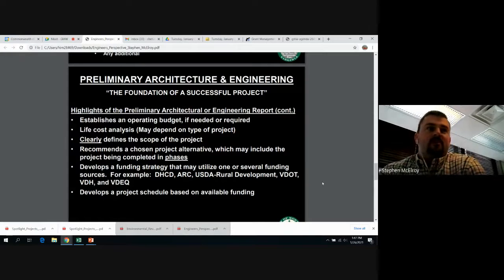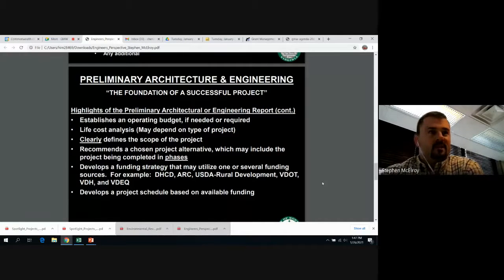Again, clearly define the scope of the project. As an engineer, it's hard not to define it in technical terms. Again, it's just great to identify it in layman's terms, just so anybody can pick up and read the report and understand the project. What do we want to do? How do we accomplish it? And how do we get there as far as funding goes?